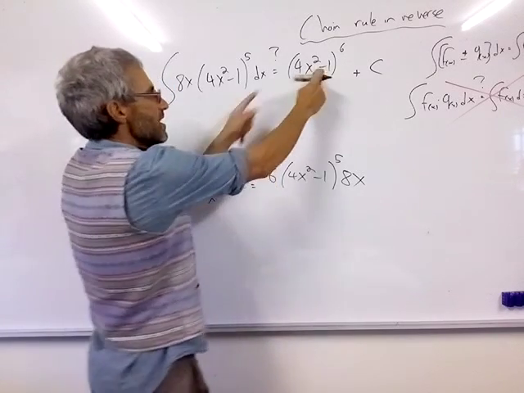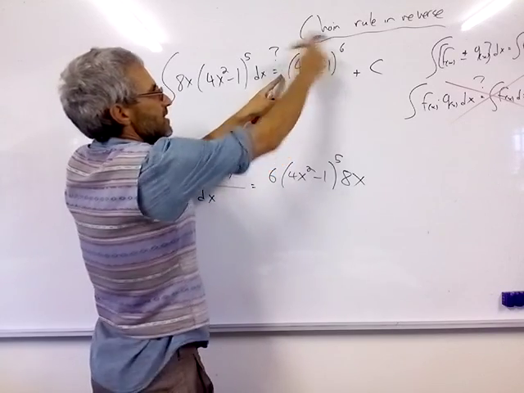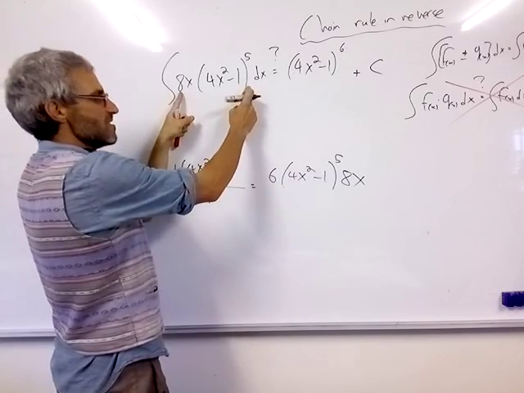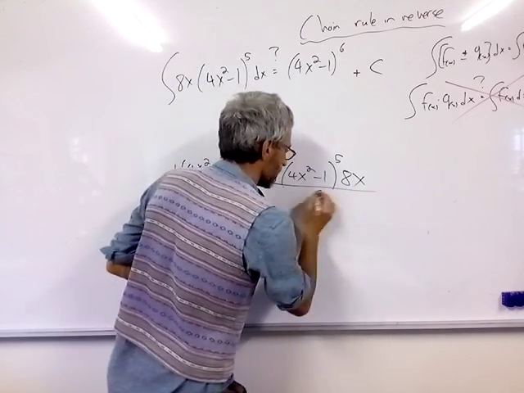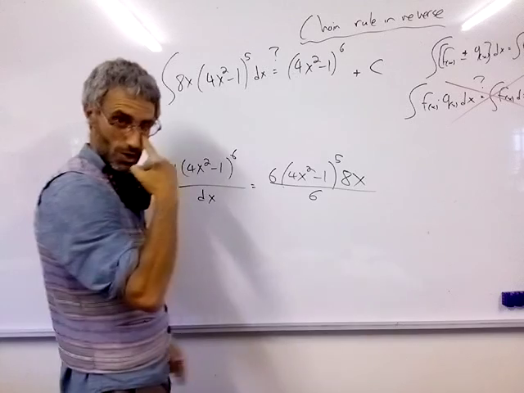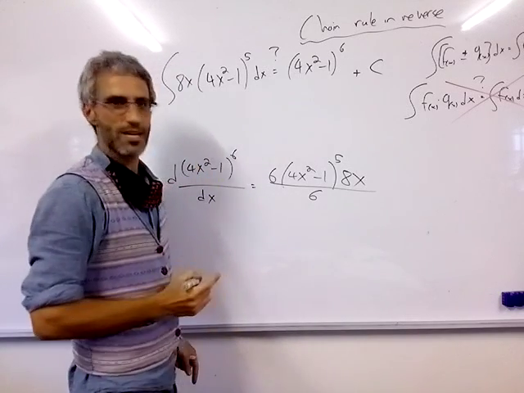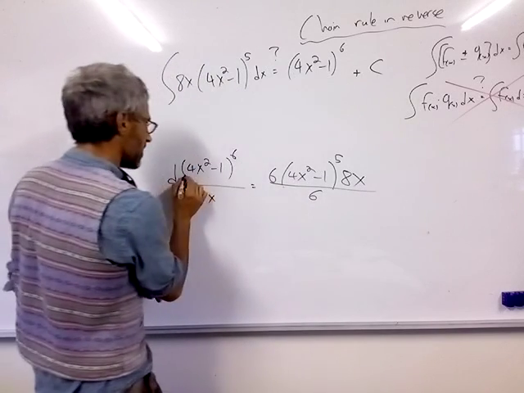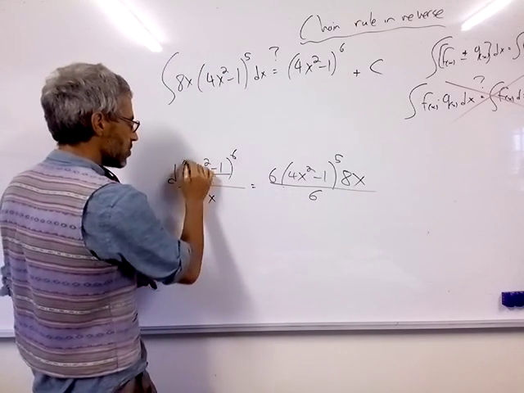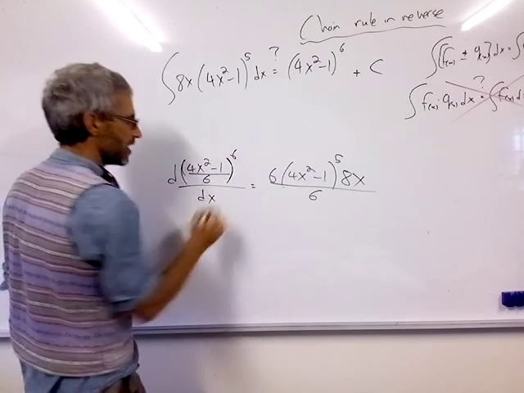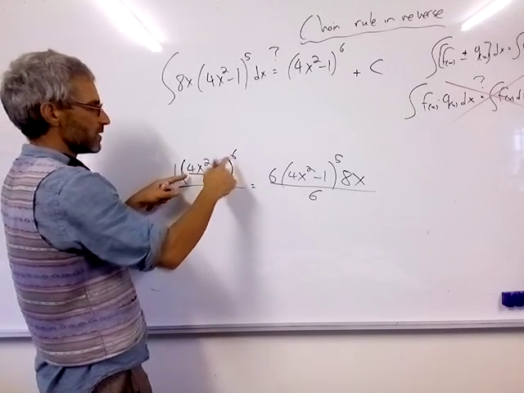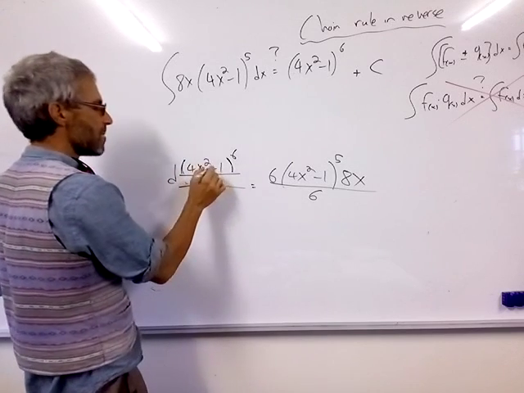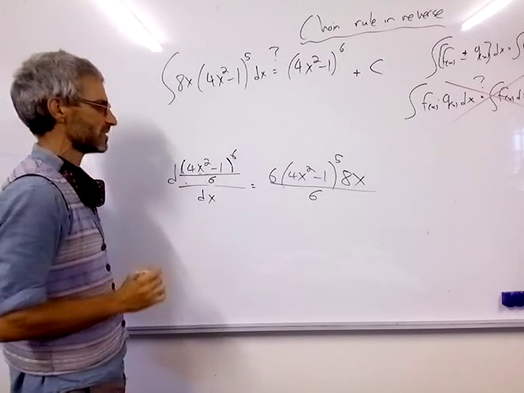Because remember, if I leave it like that, the derivative of this is 6 times the answer that I need. So I need to get rid of 6 by dividing it. But like you know from algebra, day 1 in grade 8 algebra, if I divide this by 6, I have to divide this side by 6. So the function that I'm looking for is not 4x squared minus 1 power 6, but it is 4x squared minus 1 power 6 divided by 6.